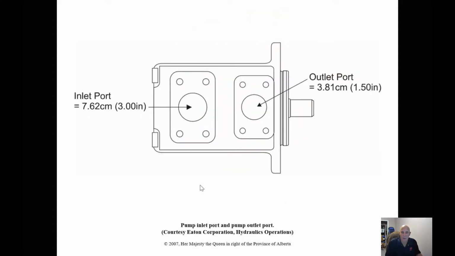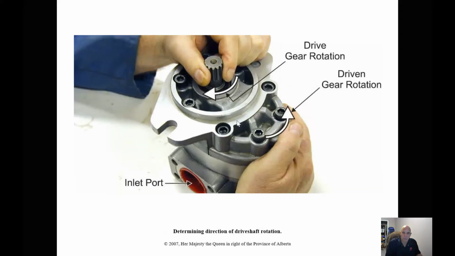Again, inlet and outlet ports. Inlet port's always going to be larger. It's better to have more inlet flow than outlet, because otherwise cavitation will occur. Now again, pump rotation, because one gear turns one way, the other gear turns the opposite way. So oil comes in, goes around, and out the outlet port.